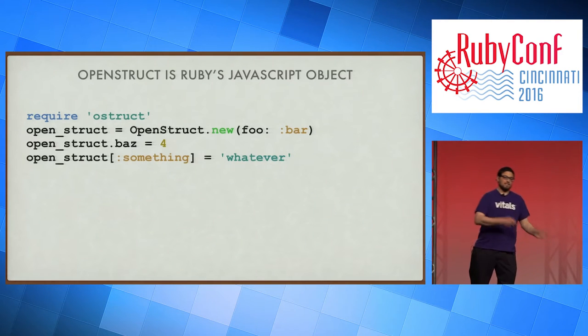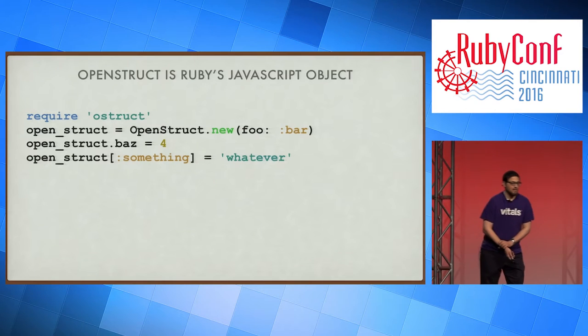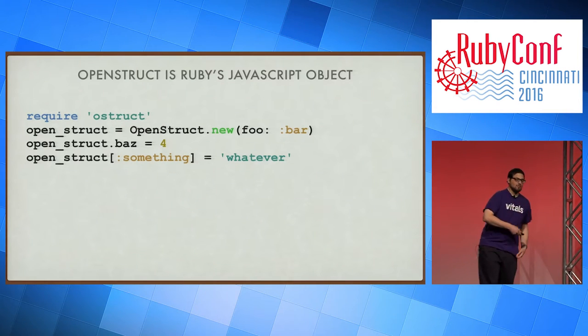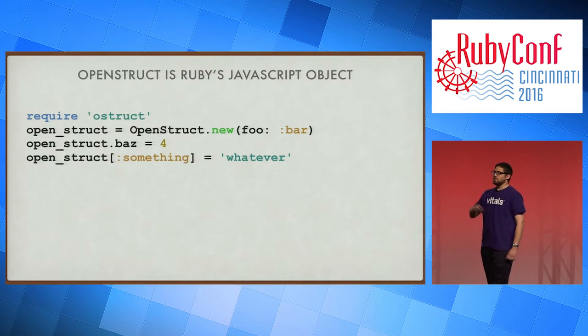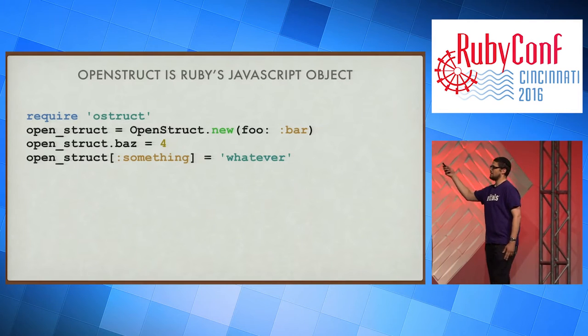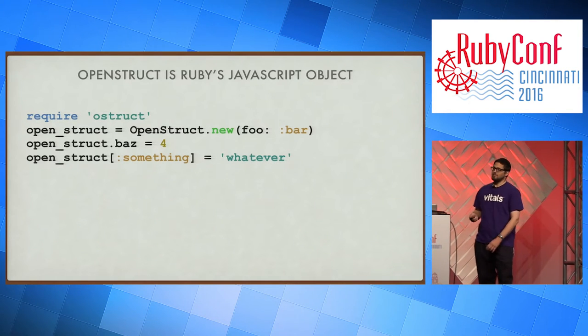Once it's initialized, it's not too late. You can still add properties. So in this case, we actually have two ways to add properties. We can use dot notation, like dot baz equals 4. Or we can use bracket notation. In this case, we're setting a key of the symbol something to the string of whatever.